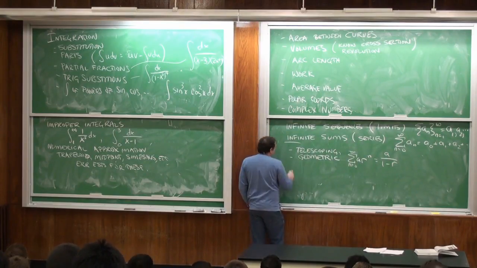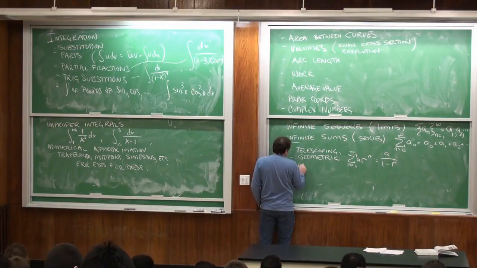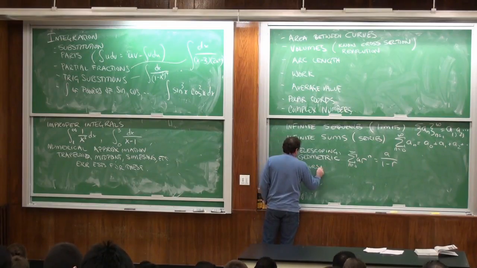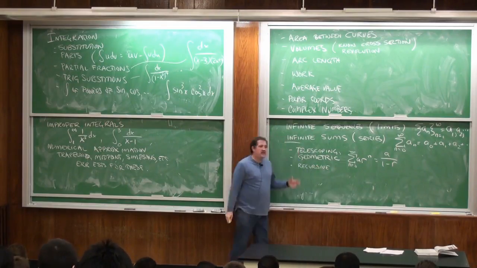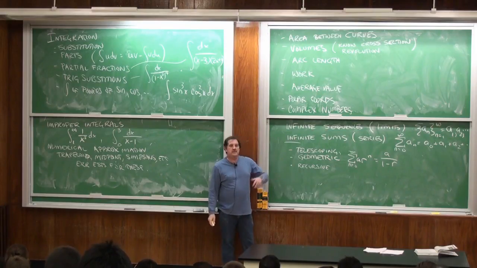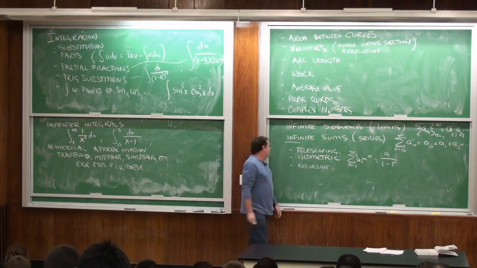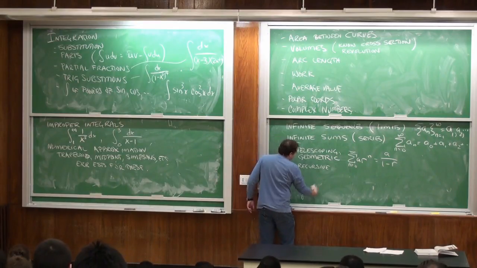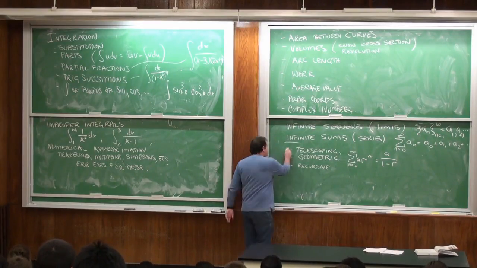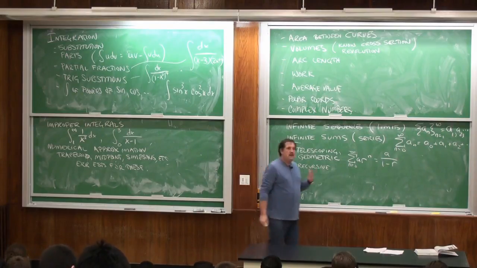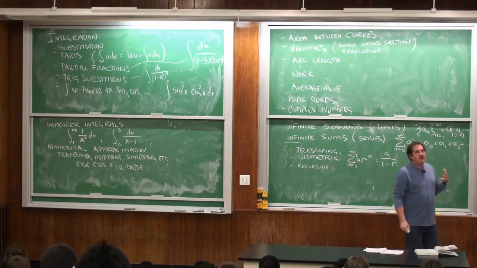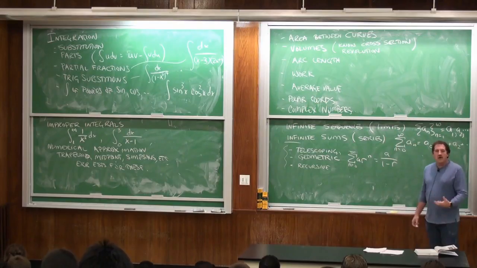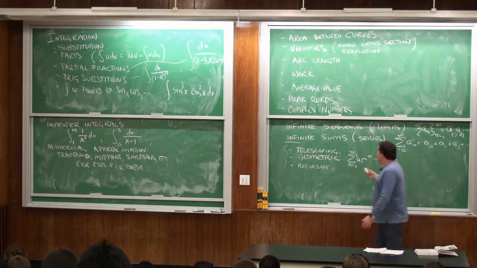Okay, so we have those. There were some recursive ones, which means that the later terms are defined in terms of the earlier terms. And so these are sort of the special ones. And then we have the tests for the arbitrary ones that we can use to determine these.